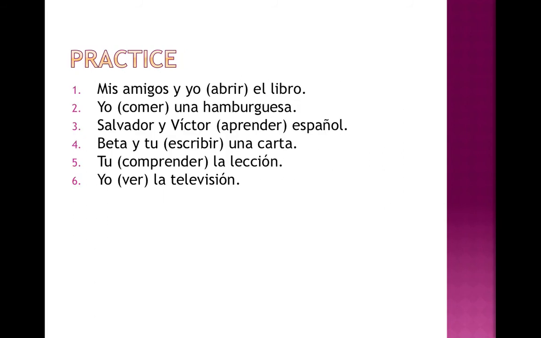Okay, now I'm going to show you your examples. There's the first one I'm going to do for you, and then you can do the next 5. I give you mis amigos y yo, and then abrir. Because it's my friends and I, it's the we form. So it's abrimos with the I. Don't forget to drop off the IR ending or the ER ending on the others. Okay, about 5 minutes. I'm going to come around, peek at them. We'll share answers, and we'll be done with class for today.